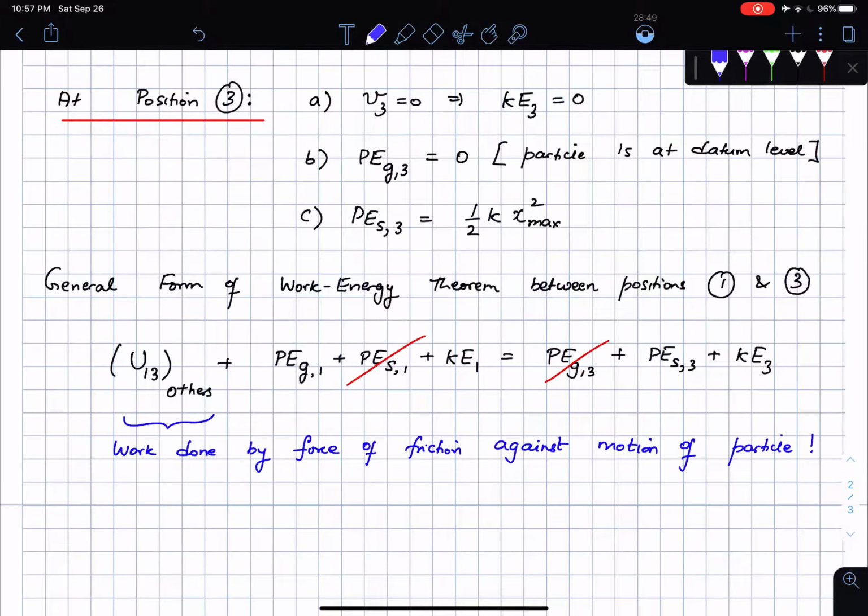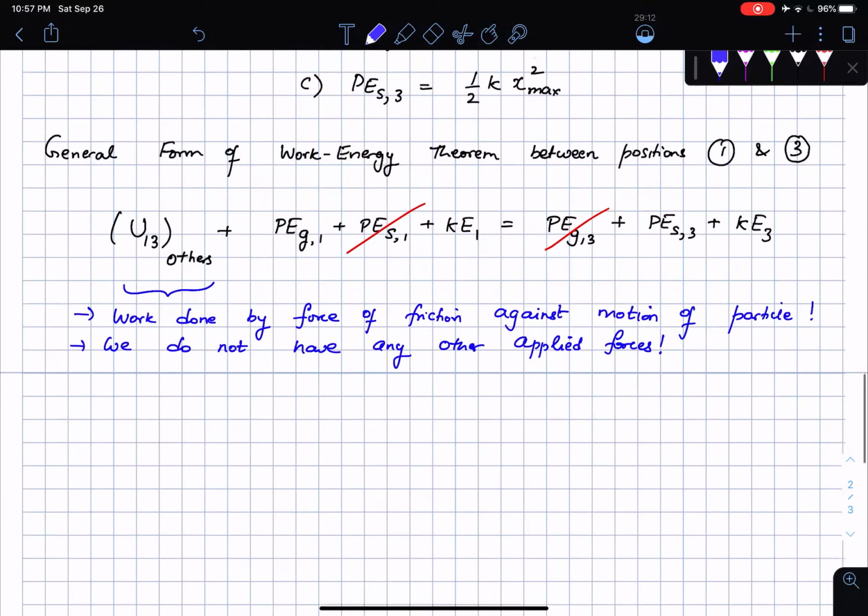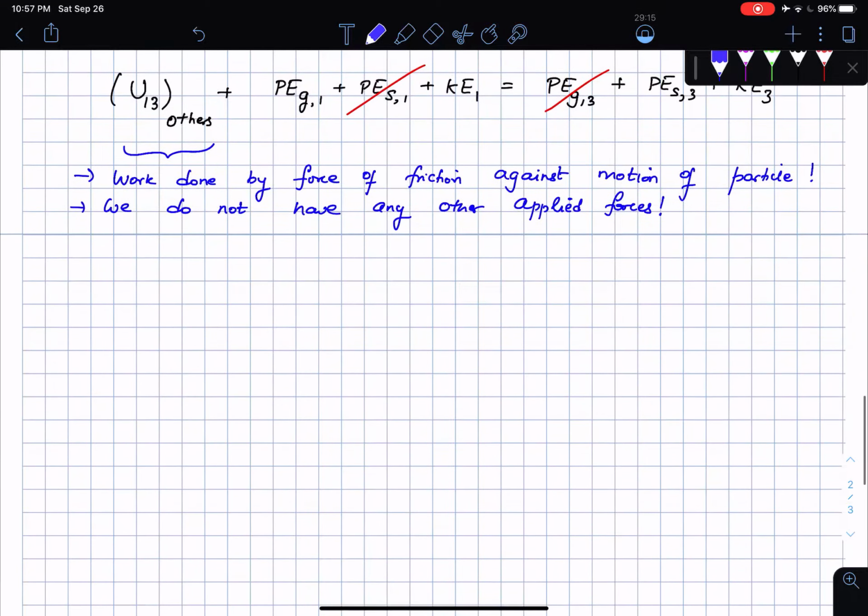Okay, so this is the only other force that we have here. We don't have any other applied forces. Okay, so the only work done that is to be considered in the others term is this work done due to the force of friction. So here is an important thing that we got to consider.